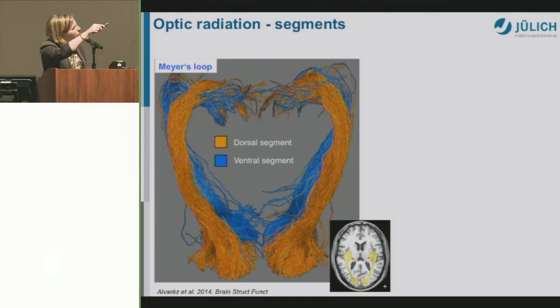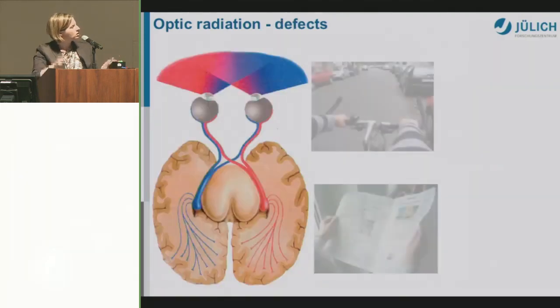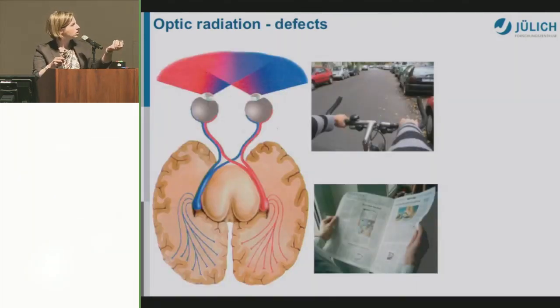And again, you see Meyer's loop. Meyer's loop contains mostly ventral fibers. And we will see in a minute why this is the case. Meyer's loop does contain a particular aspect of information from the visual field. Not everything, but a particular aspect. But another differentiation they could establish, yeah, now it was a bit too far.